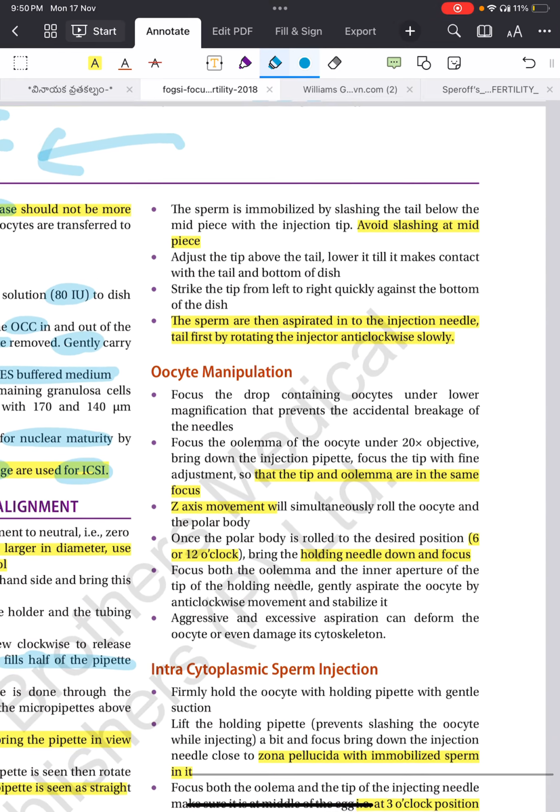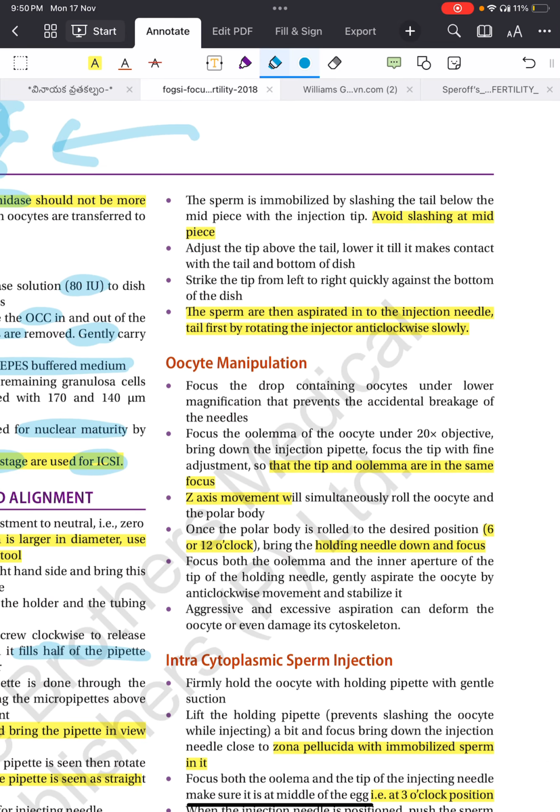The sperm is immobilized by slashing, as I already told. Avoid slashing at the mid piece. Generally it is done below the mid piece, not on the mid piece. Adjust the tip above the tail and lower it to make contact with the tail and the bottom of the dish. Strike the tip from left to right.